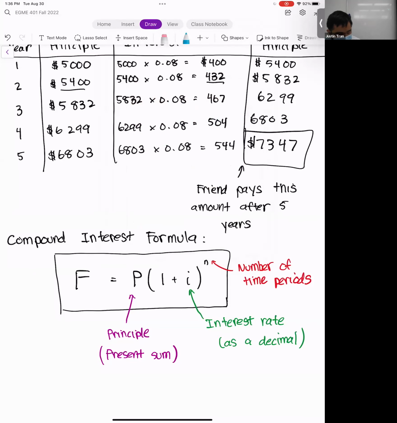Okay. And what's F right here? If we're talking strictly about loans, F is the amount that you would pay back at the end of the loan period. But the term that we're going to use for this class is the equivalent future sum, or future sum for short.